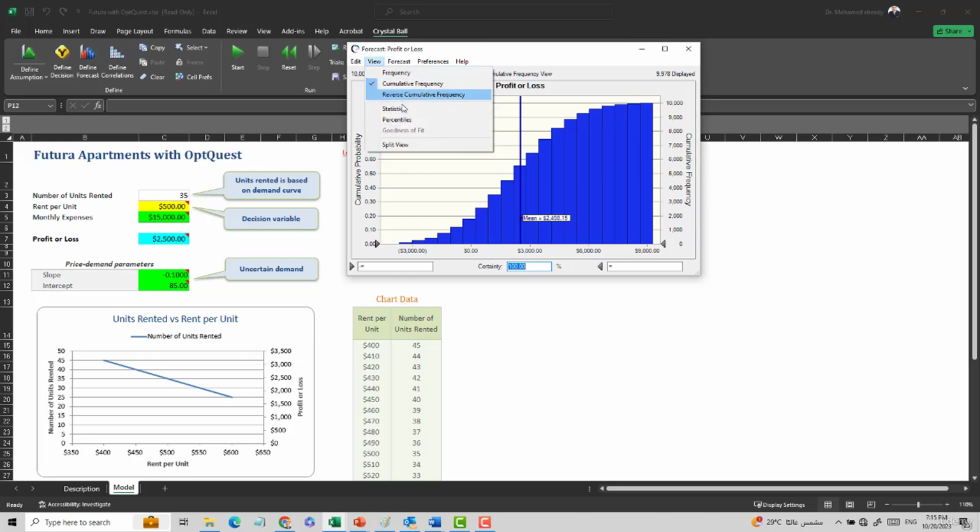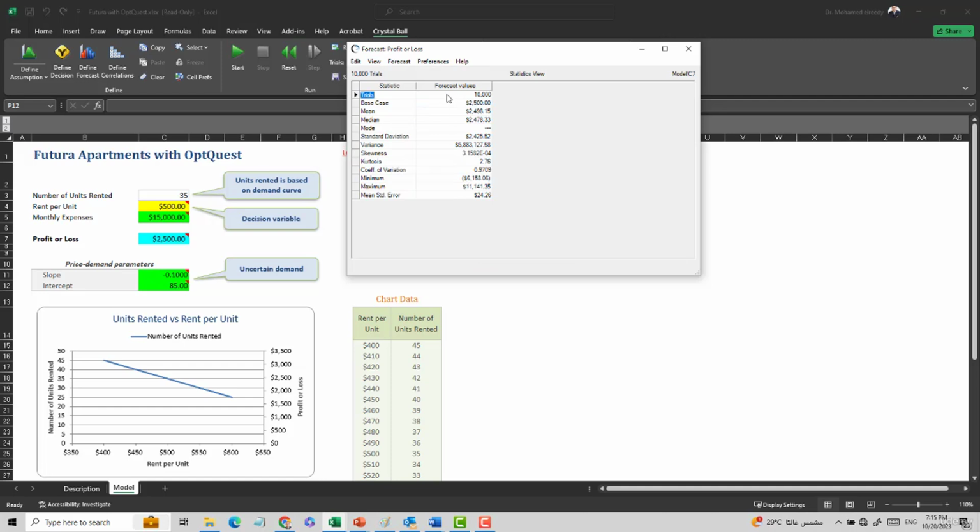View statistics. Here we talk about the trial. Here's the base case. The mean, the average value. After we make the run, take the average value. What about the median? Standard deviation. Variance. Skewness. Kurtosis. Coefficient of variation. Minimum, it will be negative, which is called here loss. And the profit, maximum profit, and so on. And the mean standard error that we have.